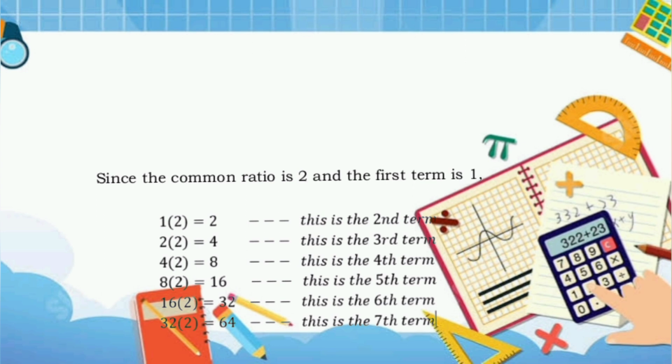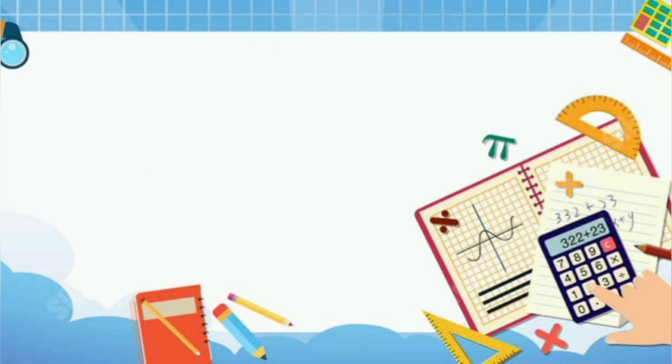16 times 2 is equal to 32. This is the sixth term. And 32 times 2 is equal to 64. This is the seventh term. Next example.